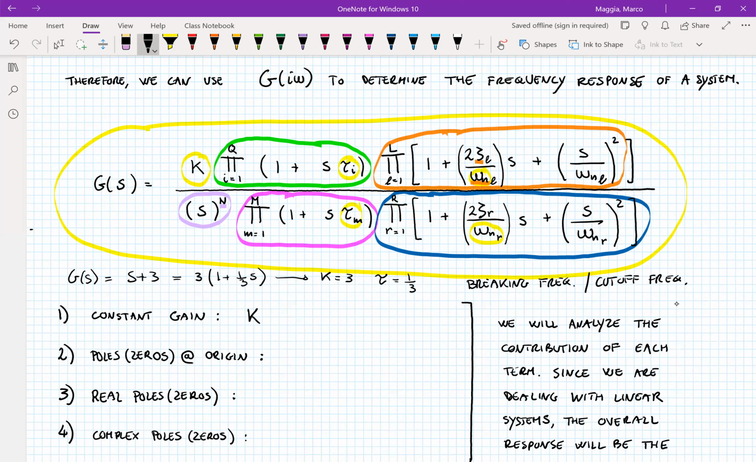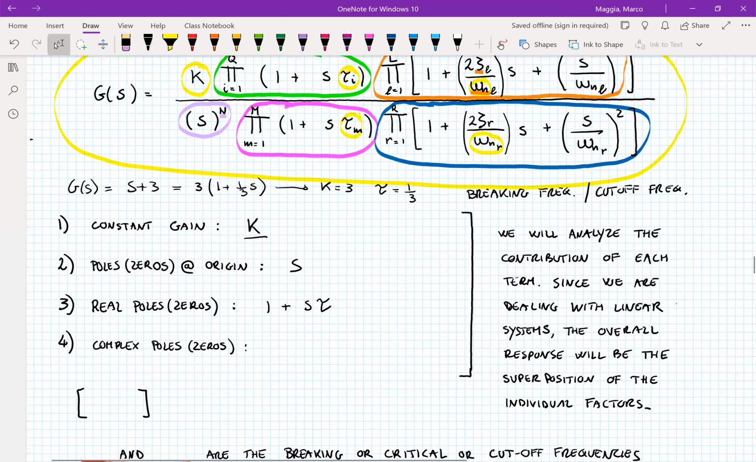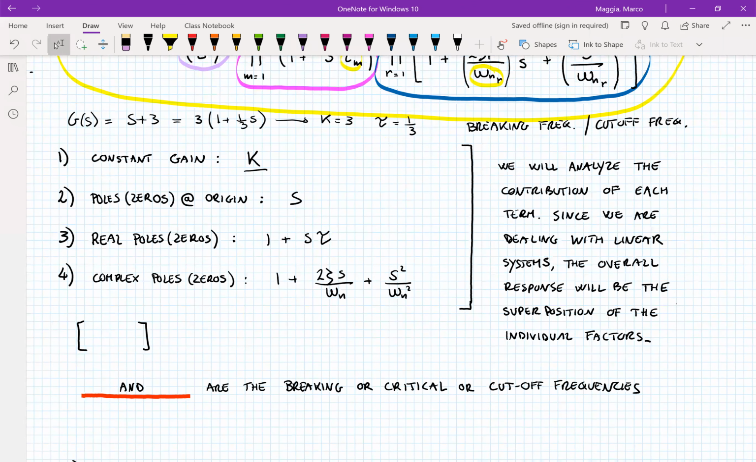So we had the constant gain K, then the poles or zeros at the origin, of course, at S, then the real poles or zeros in the canonical form are 1 plus S tau. And when it comes to pairs of complex conjugate poles or zeros, they're associated with 1 plus 2 zeta S over omega n plus S squared over omega n squared. And of course, remember that the last step is to substitute S with I omega.